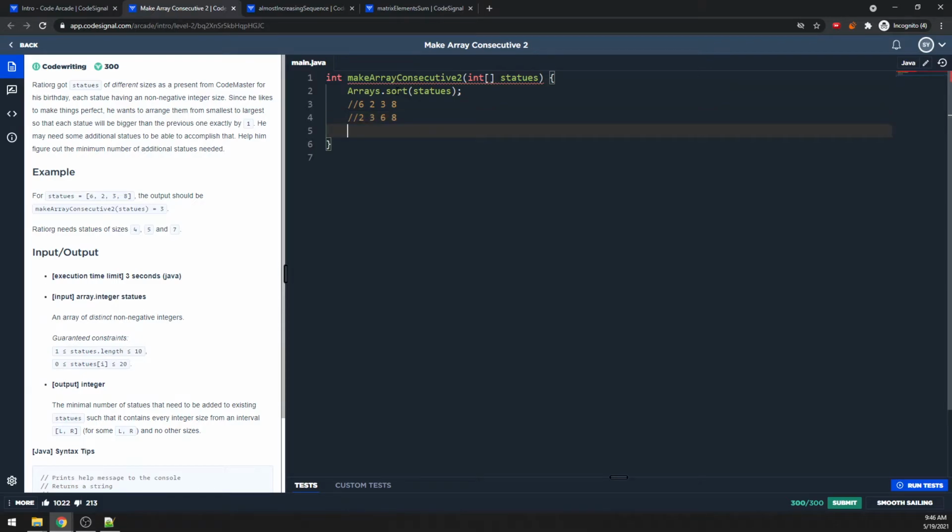It doesn't matter that we're not starting from 1; we can start from 2. The missing values are the values between 3 and 6, and between 6 and 8. But we only need to return the count. So 6 minus 3 is 3, and since we're counting values, not indices, we subtract 1, which is 2. So the count is 2. Then 8 minus 6 is 2, 2 minus 1 is 1, so the count plus 1 will be 3.